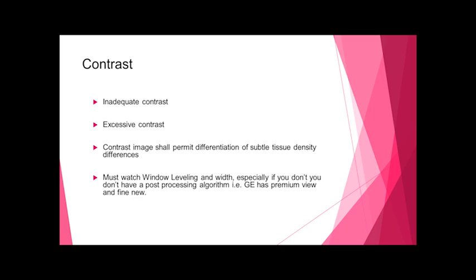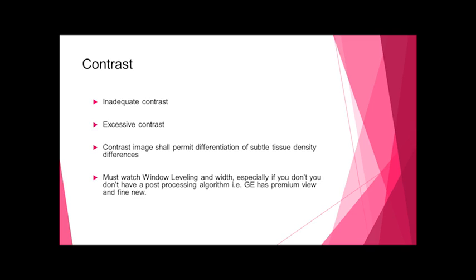For instance, GE has Premium View and Fine View. They're post-processing algorithms that after you take the image, you can switch the local contrast to change it, which is a really neat app that you can do with the equipment. Not all equipment has that.